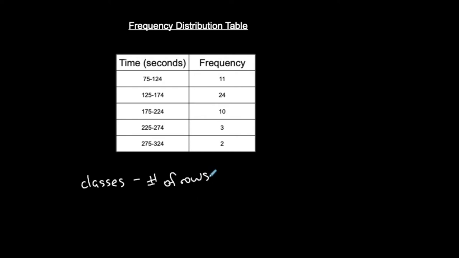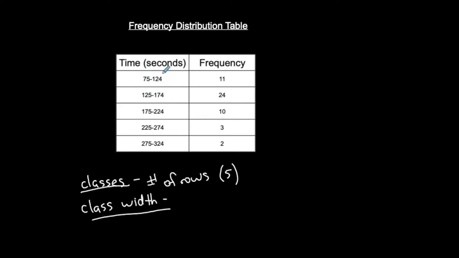So in this example, I have six. Oh, sorry, I have five rows, right? So I have five classes. The number in parentheses is just for this example, okay? It can vary depending on the frequency table. Let's talk about class width. The class is basically how many of these we have, 1, 2, 3, 4, 5. And the class width is how many numbers are in each of these ranges or intervals.